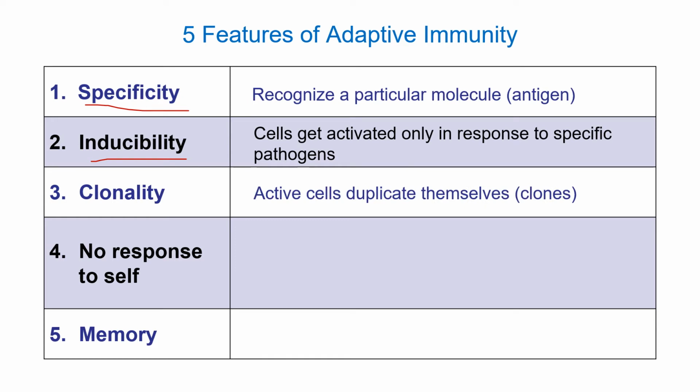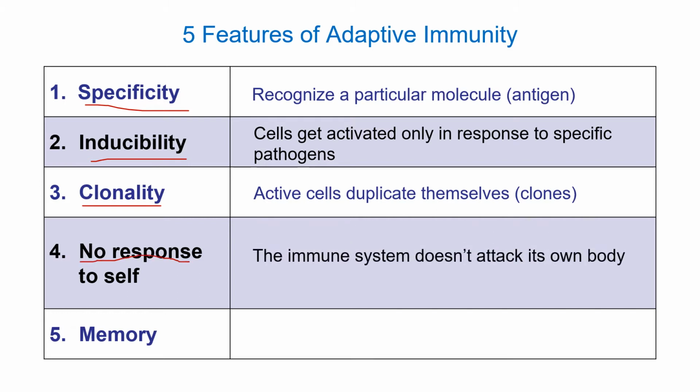Clonality. So this has a lot to do with these immune cells. These cells can clone themselves and make duplicates of themselves. This is important for both immune action and also important for immune memory. Number 4, no response to self. This is very important. We do not want our immune system to attack its own body. This would be an autoimmune disease. This is not good. So we want to make sure that doesn't happen.